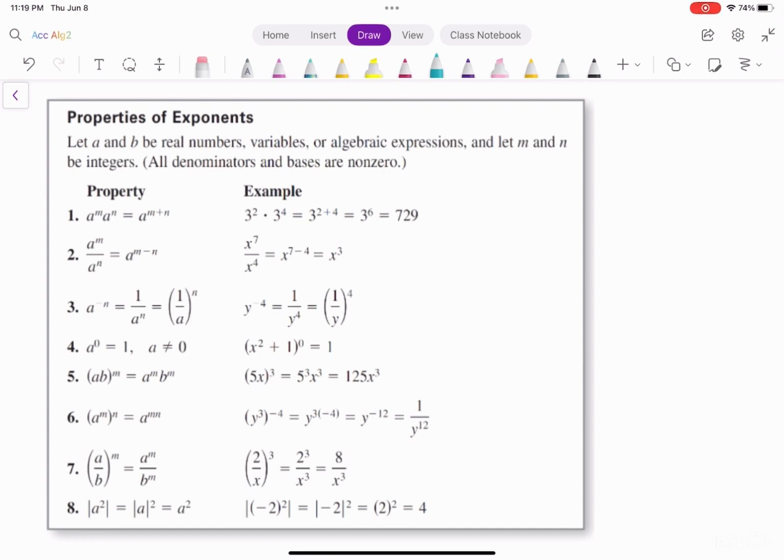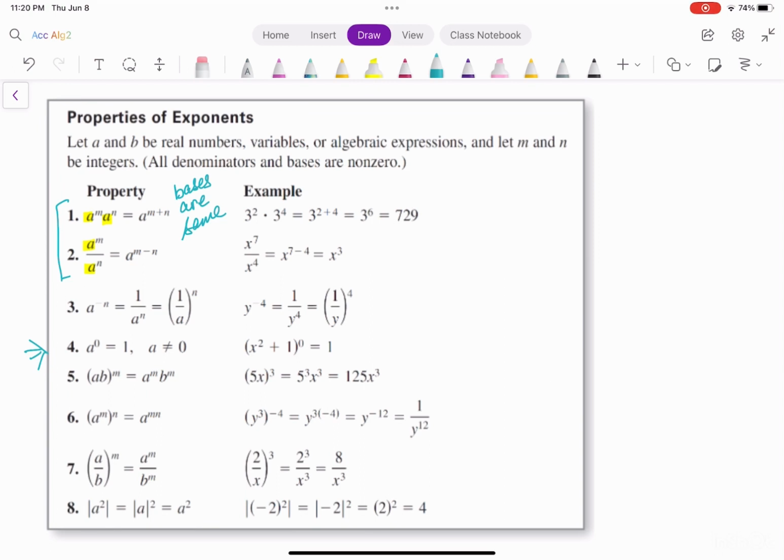So the first one: if the bases are the same, how can we multiply the two exponents? When the bases are the same, technically we are adding the two exponents together. Remember, multiplication goes with addition. Division will go with subtraction. So whenever it is a fraction, a to the power of m divided by a to the power of n, that means we are subtracting the two exponents, provided the bases are the same.